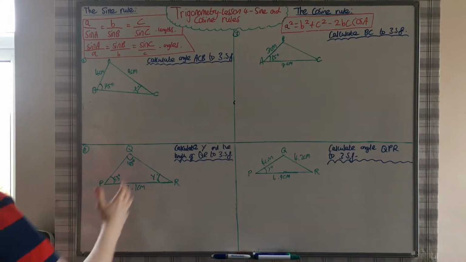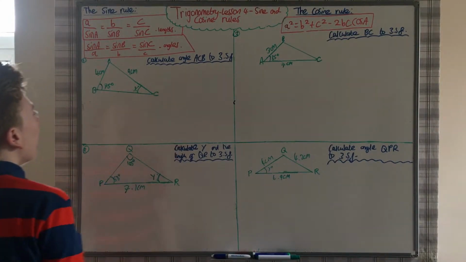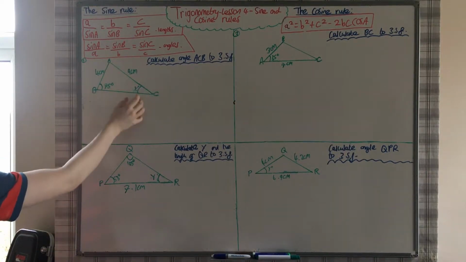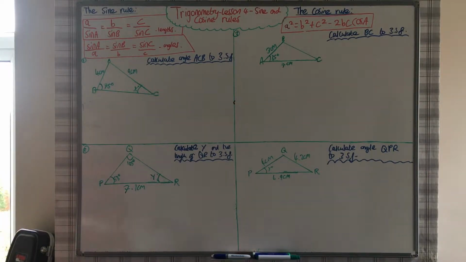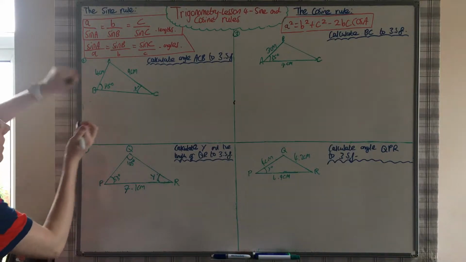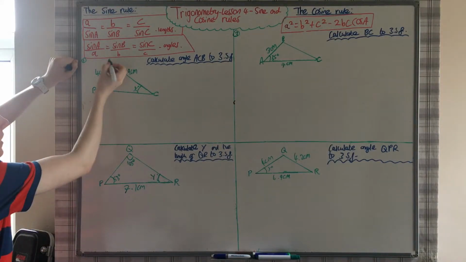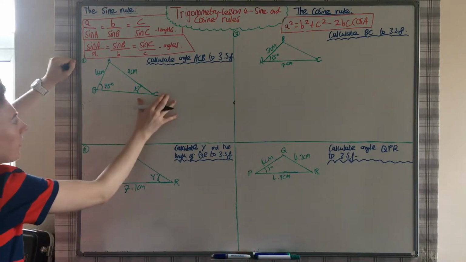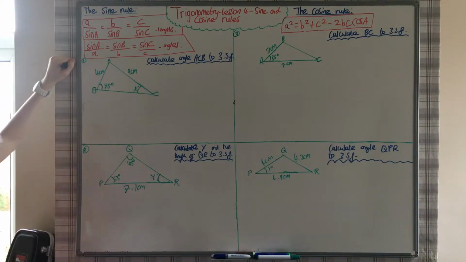The first question asks us to calculate the angle ACB to three significant figures. ACB is this angle here, which is labelled x. But what do I mean when I use lowercase a, lowercase b and lowercase c, and then uppercase C, B and A? Well, all this means is that the capital represents the angle. So in this case, the capital A will be this angle here, capital B will be the 75 degrees, and the capital C will be this x degrees here.